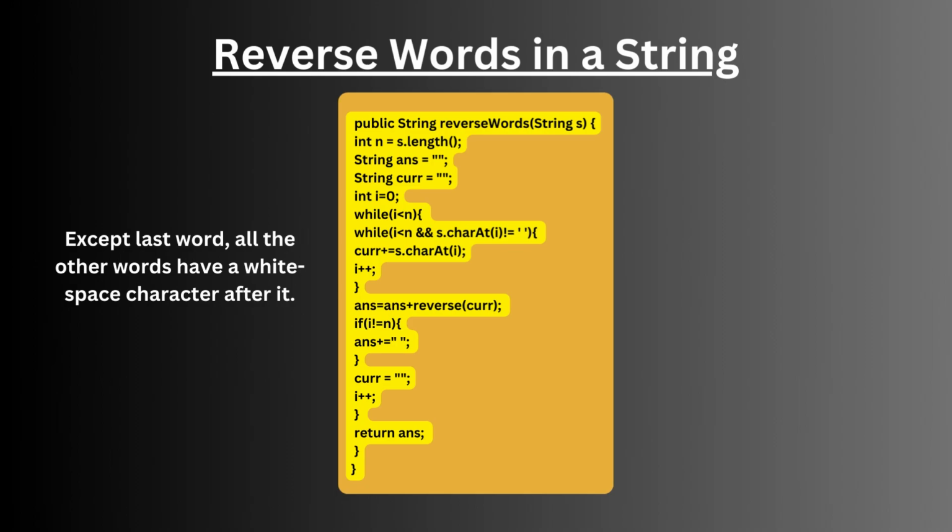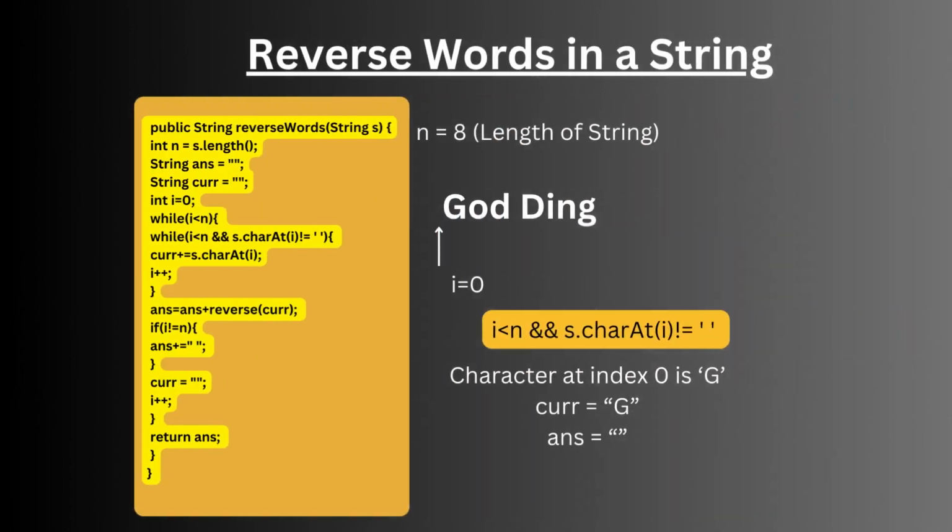So except the last word, all the other words have a white space character after it, right? Now this variable current will store one word in it, and hence as we reached a white space character, we will come out of this while loop, and to the answer we are adding the reversed string. And then we are checking if i not equal to n, then we add a white space character to the answer. This is because we don't want to add a white space character to the last word of the string, right? So in this way, we iterate through each word of the string and we reverse each word, and we return the answer. To understand this better, let's walk through with an example.